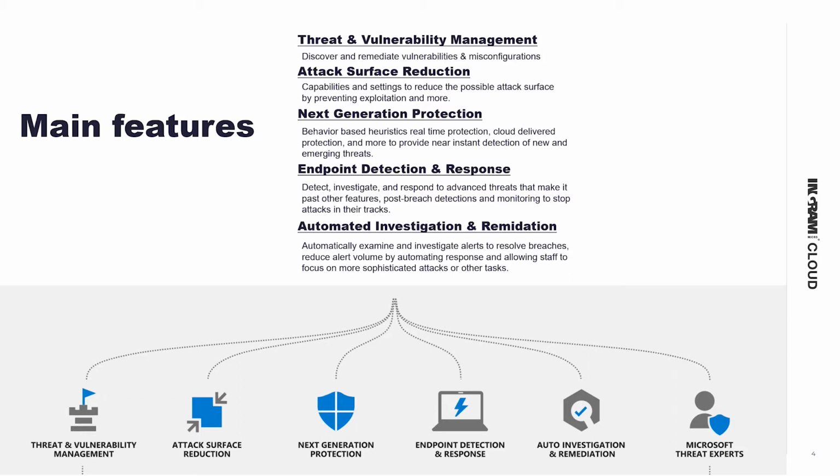Then we have next generation protection. Now, next generation protection is the first line of defense really with Defender for Endpoint. So this will work with Defender Antivirus to provide advanced cloud-based capabilities to prevent the more advanced threats and new threats. So this will utilize cloud-delivered protection in the form of various machine learning engines from Microsoft to analyze and block new threats near instantly. It will use behavior-based heuristics and real-time protection to monitor files and processes, and much more.